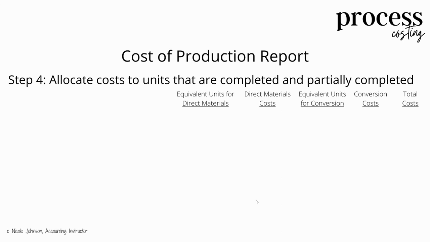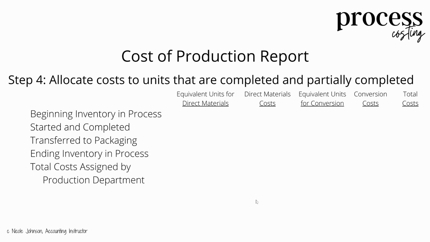So when we're allocating costs to the units that are completed and partially completed, we will make several columns across the top, including equivalent units for direct materials costs, equivalent units for conversion costs, and total costs. Our rows remain pretty much the same as they have been. Beginning inventory in process, started and completed, transferred to packaging, ending inventory in process, and total costs assigned by the production department. As we know, the beginning inventory in process plus started and completed equals transferred to packaging. We add the ending inventory in process, and that gives us the total cost assigned by the production department.